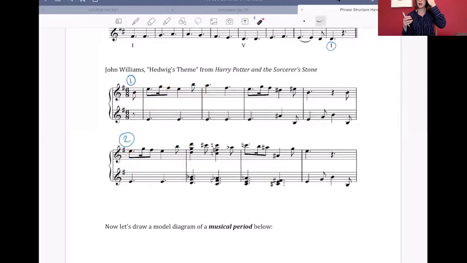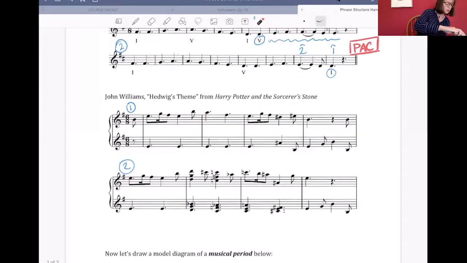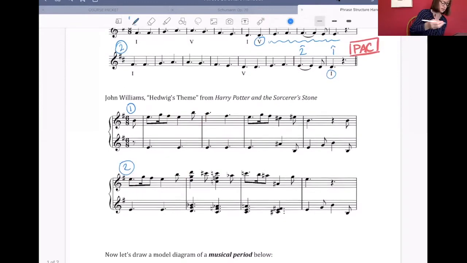Now, let's talk about cadences because this one's a little trickier. We don't get really super functional harmony, but we have enough to determine weak versus strong, which is what I really want us to focus on. So let's talk about what happens at the end of this first phrase.